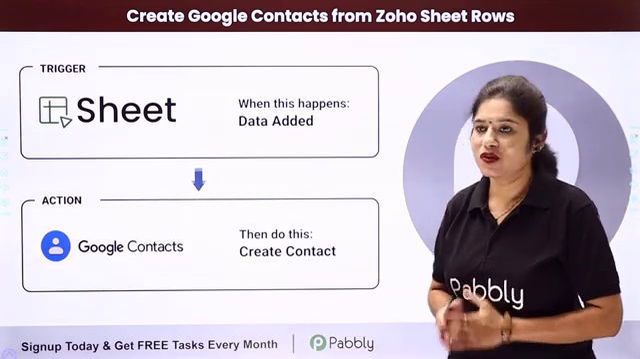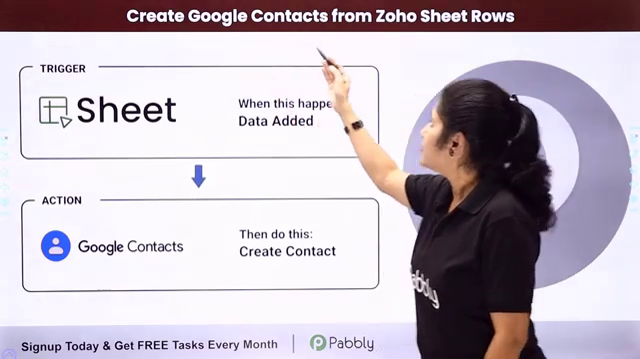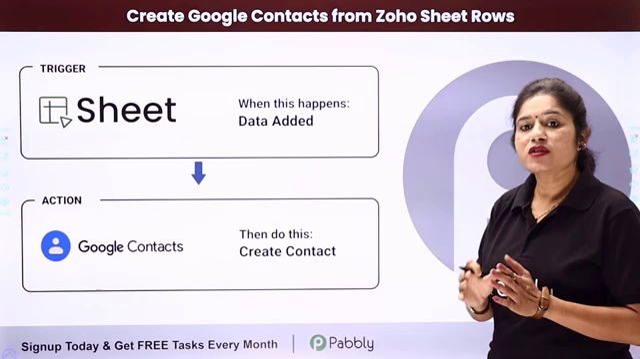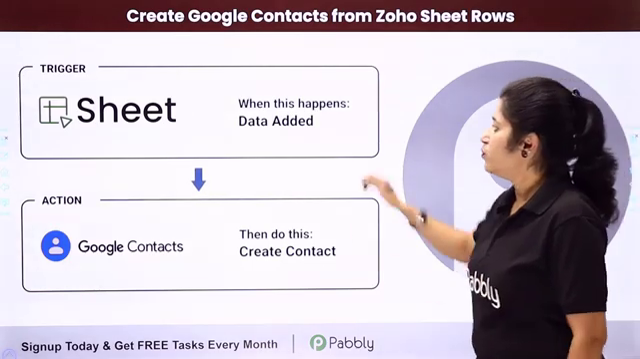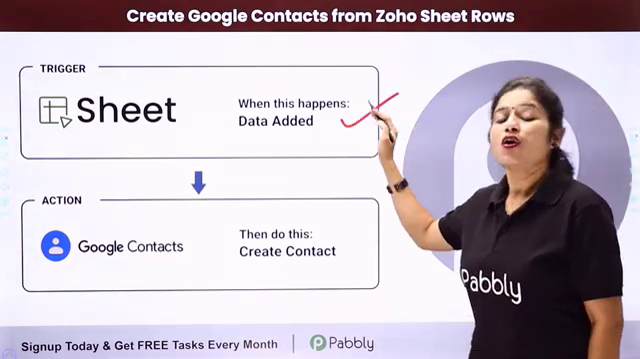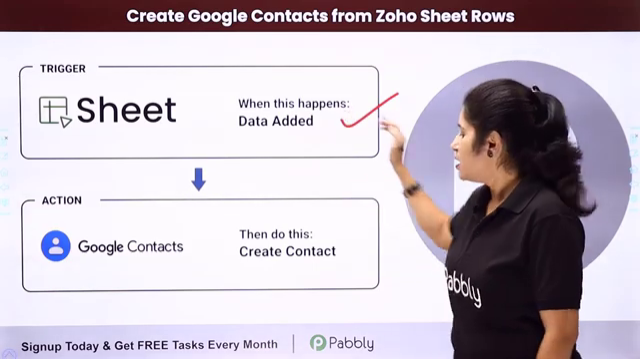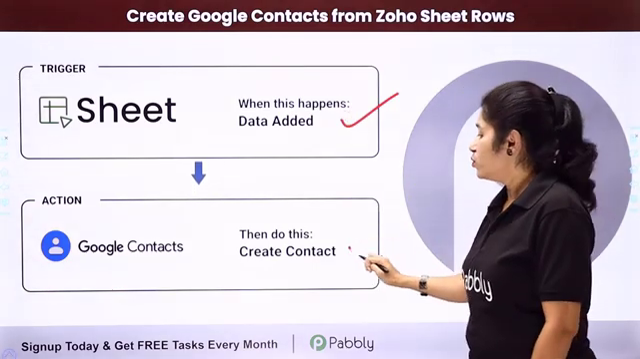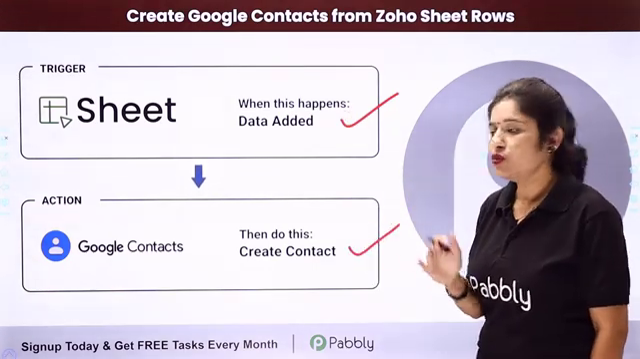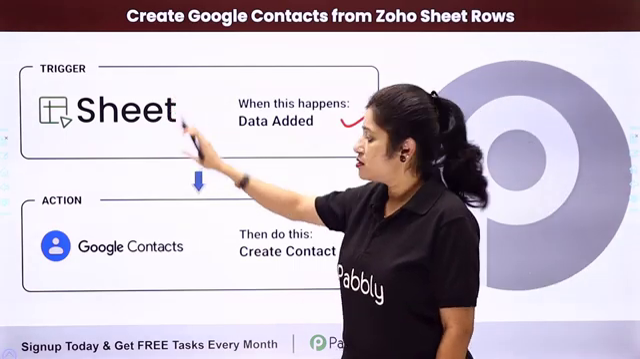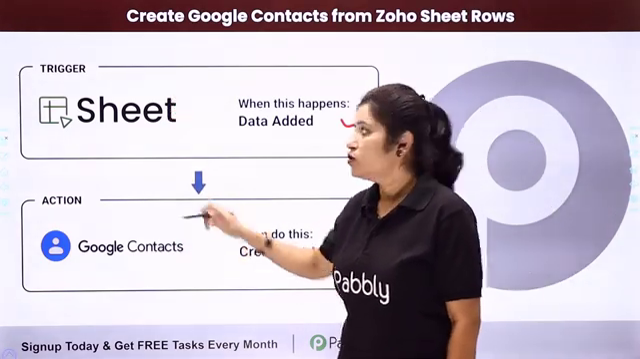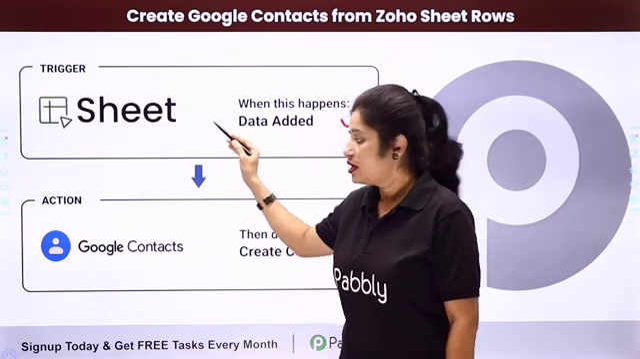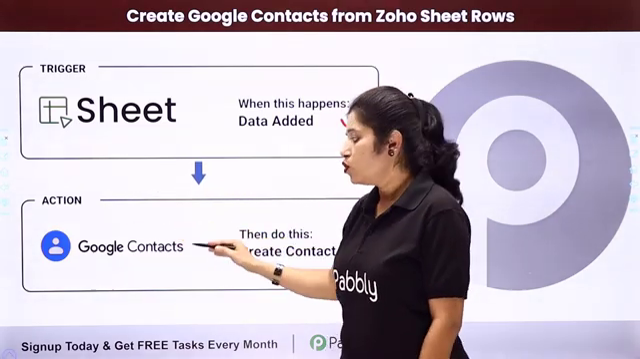In this video, we are going to learn how you can create Google contacts from Zoho Sheet Rows. So the idea here is that whenever new data is added to your Zoho sheet, automatically using those details, a new contact should get created in your Google contacts. For that, you need to integrate Zoho Sheets with Google contacts. So here your trigger application would be Zoho Sheet and your action application would be Google Contacts.